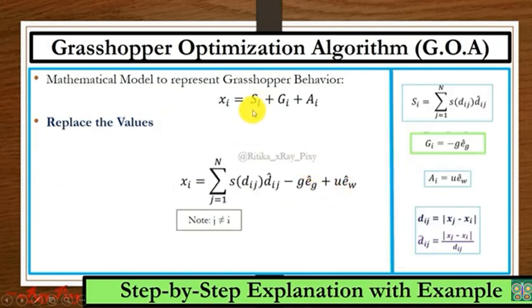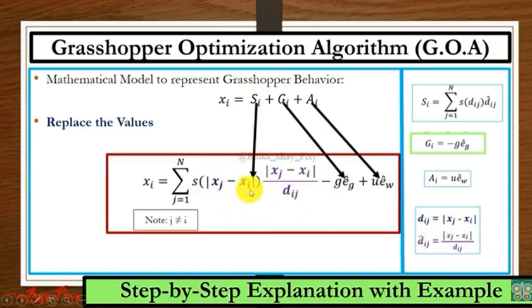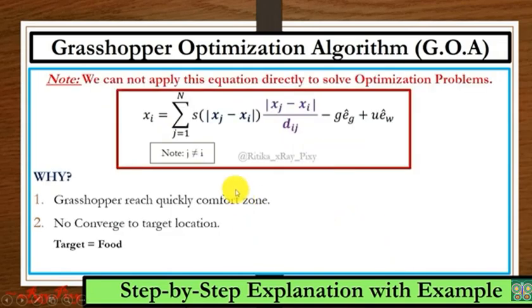After that, you can see we will replace all the values. Here you can see the values for SI, GI and AI, and the value for Dij is this one, the value for this one is this one. So let's replace all these values and after this we got this equation, but we cannot apply this equation directly to solve any optimization problem.